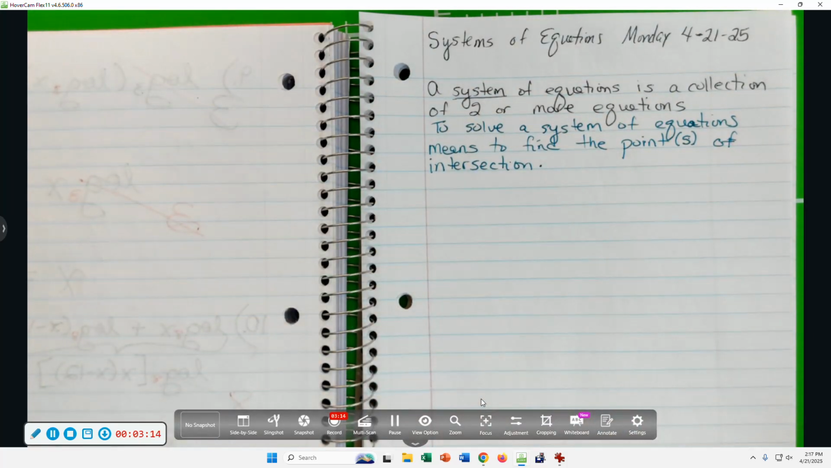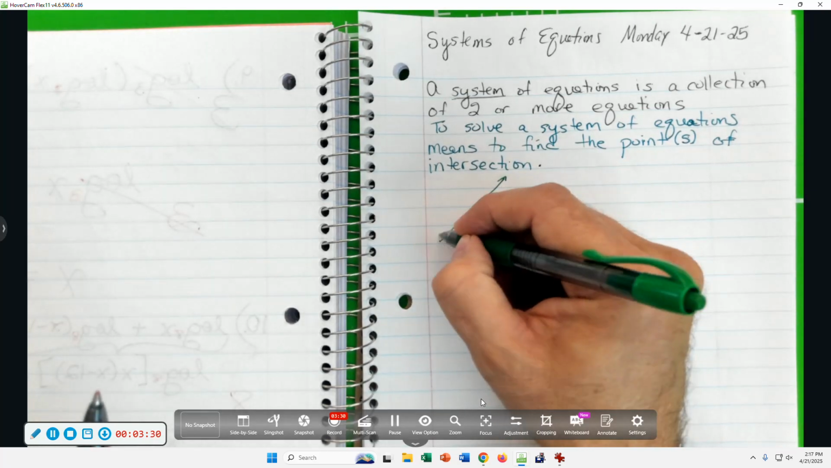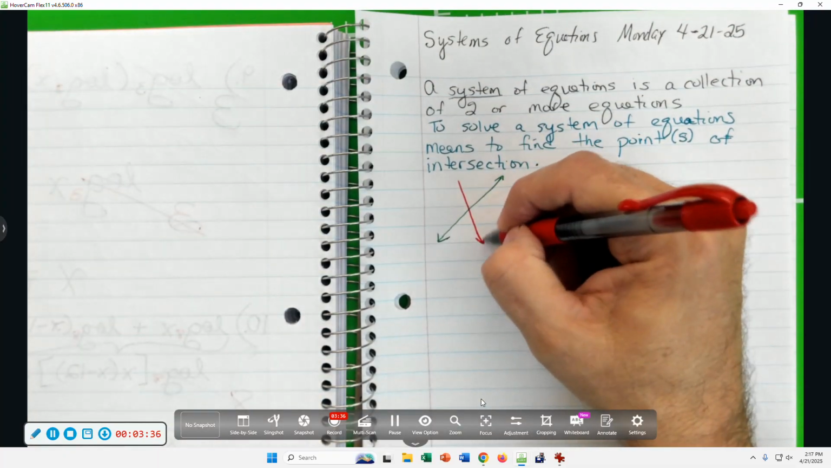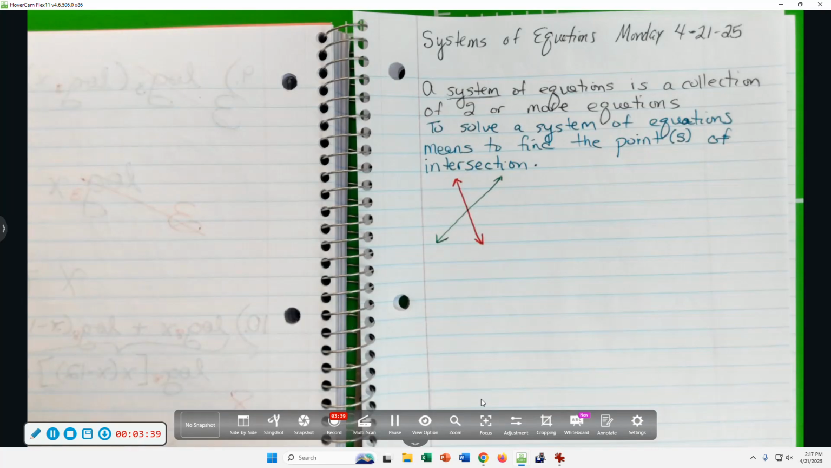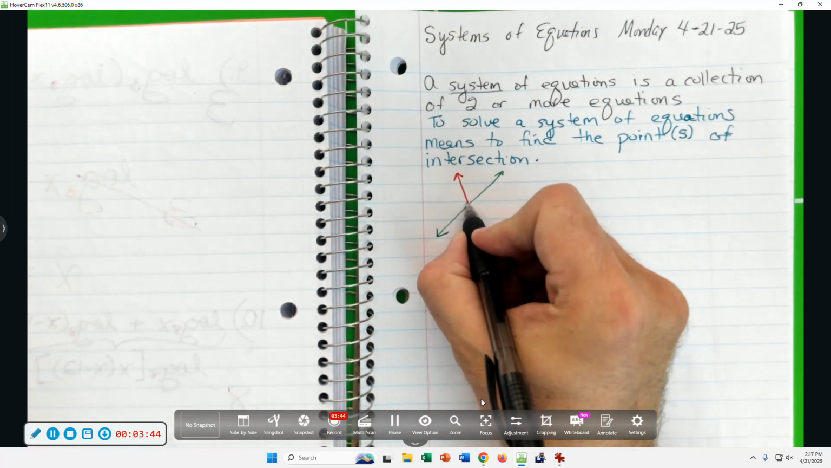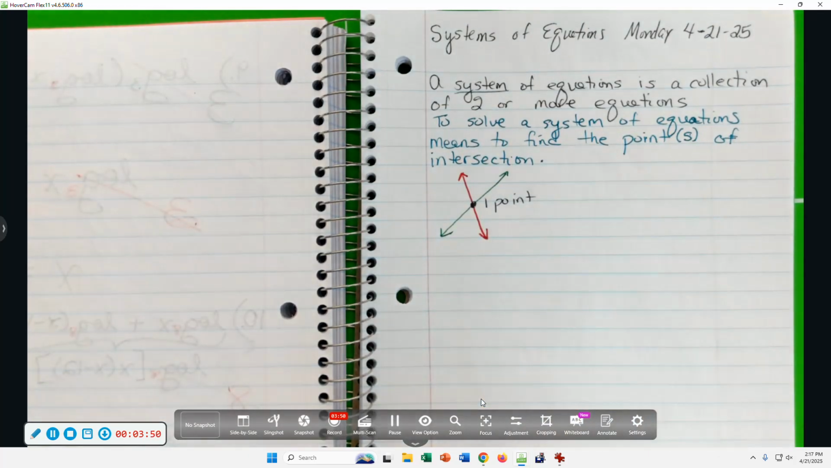Since both of them are linear equations, that means we have two lines. Let's think about if you were drawing two lines, how many points could two lines intersect in? The most common would be right here. Those two lines, the red and green, are intersecting in exactly 1 point. That's the most common situation. If you were going to draw two lines, they intersect in 1 point.